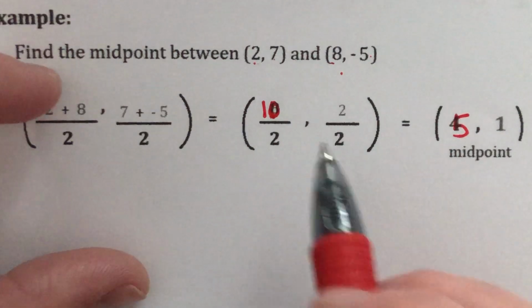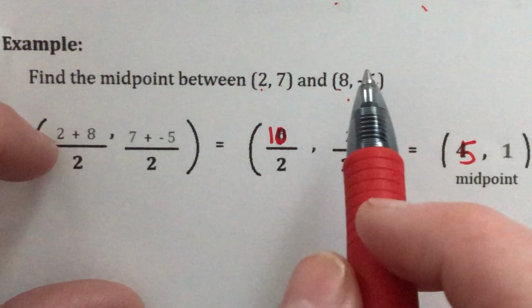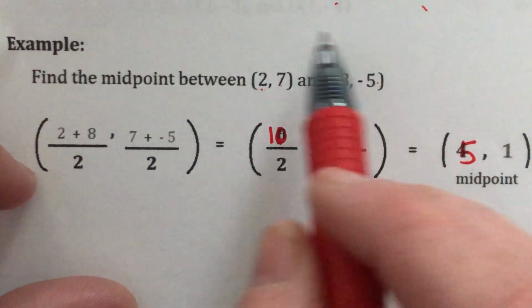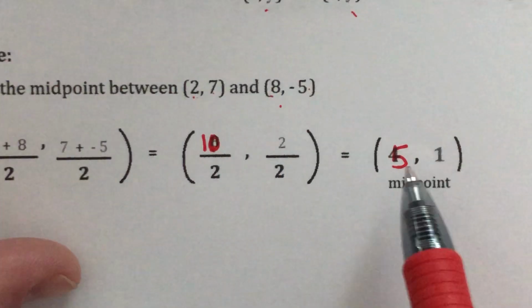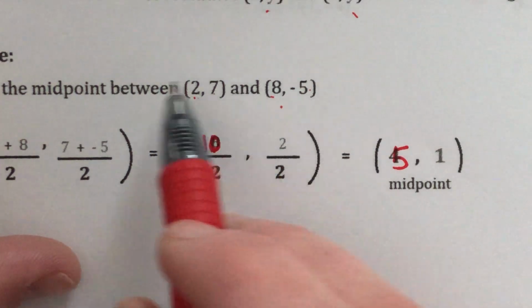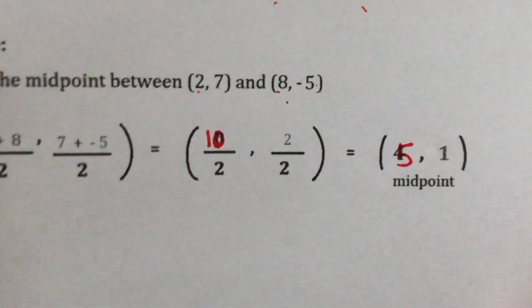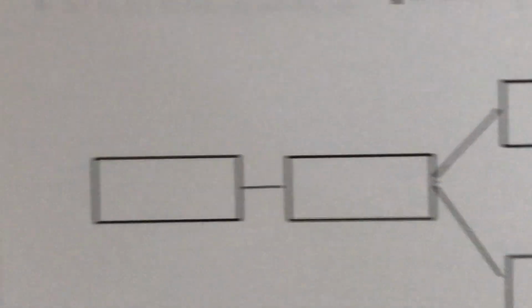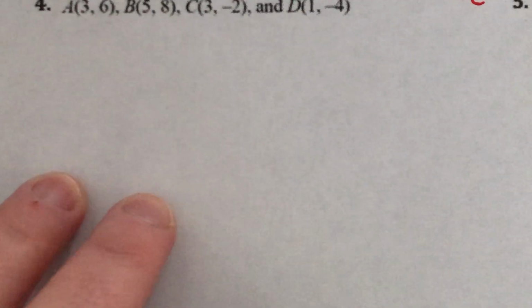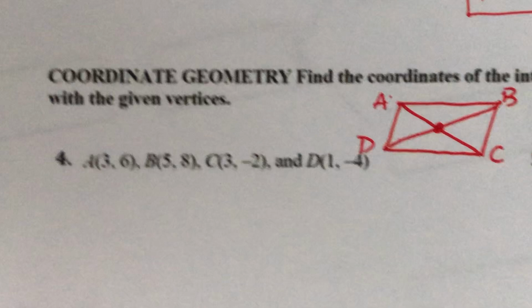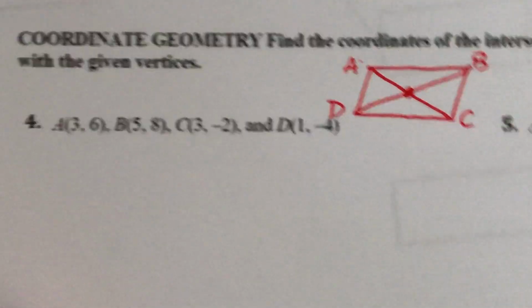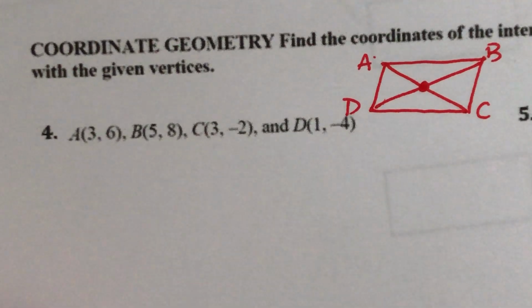If I were to graph this, which I'm not going to because I don't need to, you would see that this midpoint falls in the exact middle of this line segment, okay? So all we're doing is adding our x's together, divide by 2, add our y's together, divide by 2. So let's do that for these. Okay, so remember my diagonals are AC and DB. Let's start with AC.